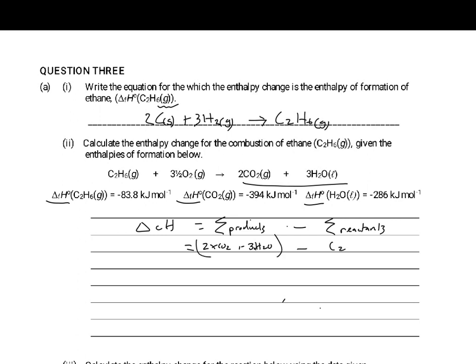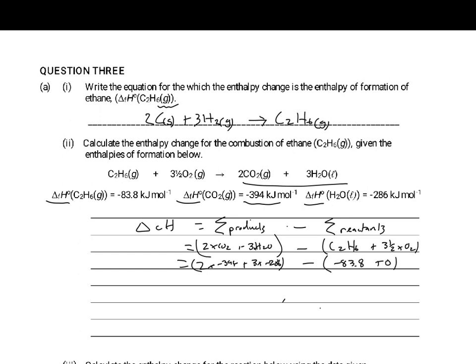And reactants, we've got 1 C2H6 and then 3.5 O2s. And from here we just need to plug in the numbers. So carbon dioxide, you're told up here is minus 394. So 2 times minus 394. Water, you're told is minus 286. Ethane, you're told is minus 83.8.